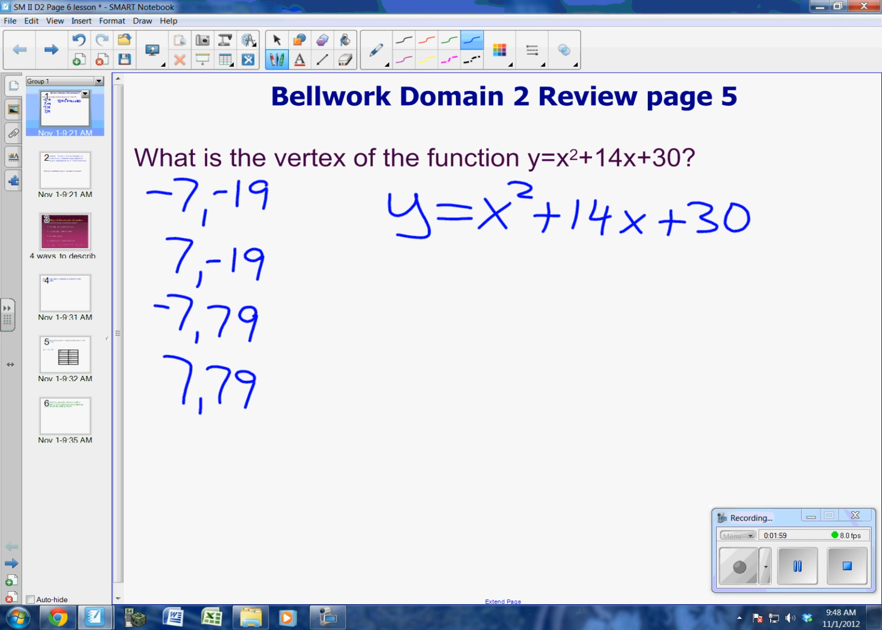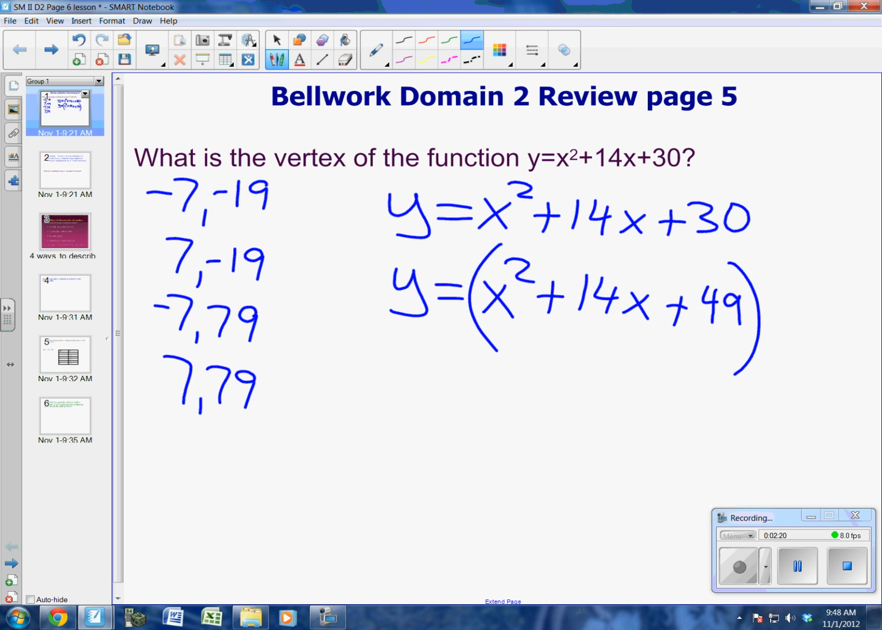Okay, we're going to have to take half of 14. What's half of 14? 7. And then what do we do with that number? Square it. What's 7 squared? 49. So we have y equals x squared plus 14x, and remember, we group these first two terms right here. This is called completing the square. When we took half of 14, we got 7. We squared it, we got 49. So that's completing our square.